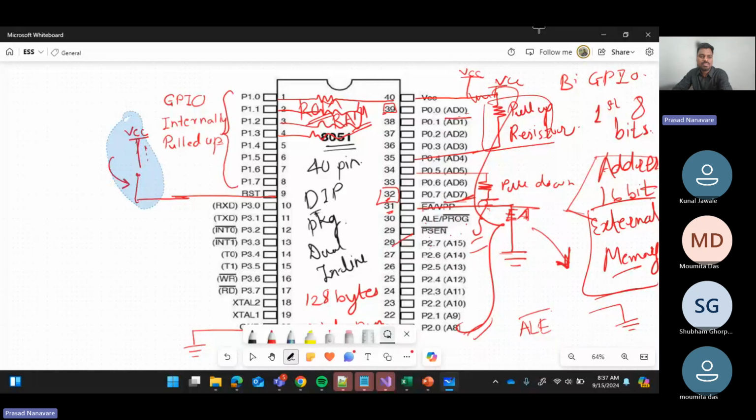I don't have enough space on my whiteboard. I hate this part of this whiteboard. Couldn't they give a simple eraser? Okay.